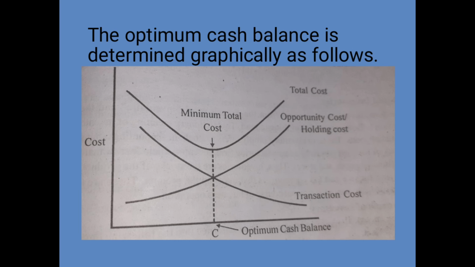Optimum cash balance is that point in which the total cost is minimum and where the opportunity cost and transaction cost intersect. And this point, the point C, we call it the optimum cash balance.